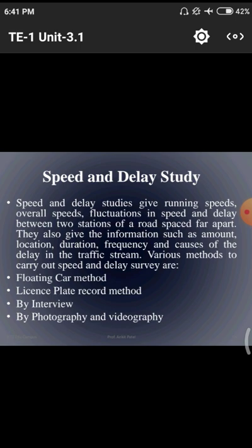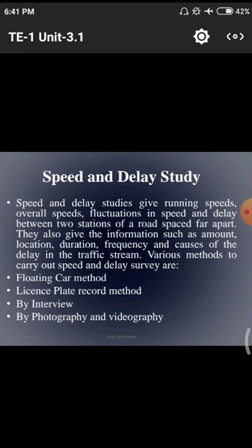They also give information such as amount, location, duration, frequency and causes of the particular delay in the traffic stream. That means traffic delay studies directly give information such as the amount, that means the total number of vehicles. Next one, location means a particular space, not period, a particular space. Next one, duration means a period of time.